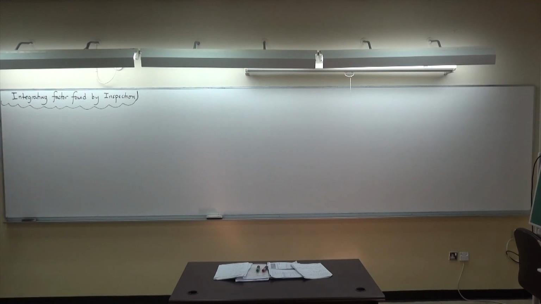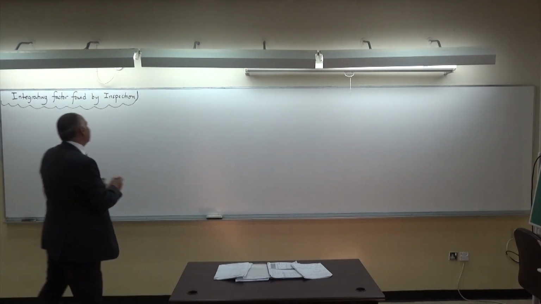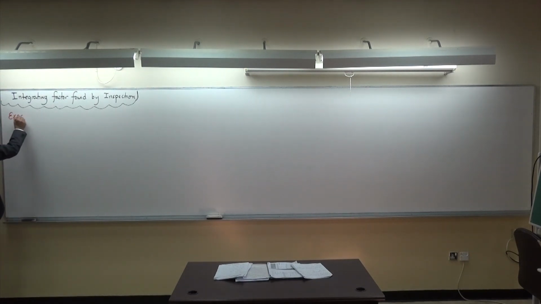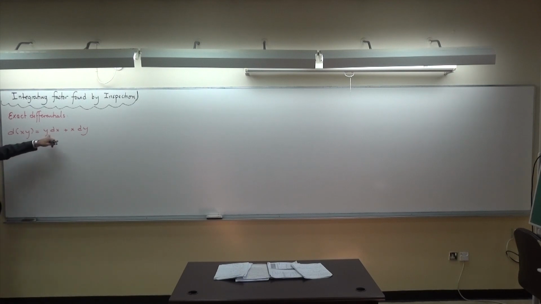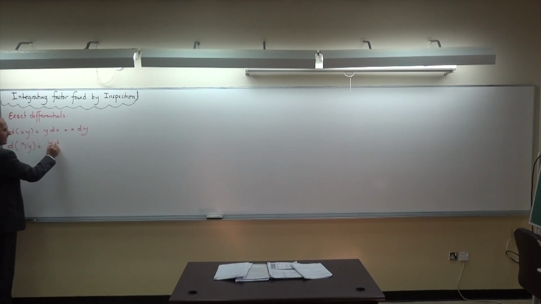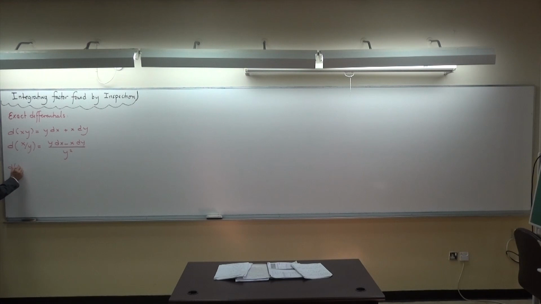So in this section, the whole thing depends on what are so-called exact differentials. As you've done in Calculus C, there are some formulas for some of them. For example, d(xy) equals y dx plus x dy. This is called an exact differential. So in your differential equation, if you have y dx plus x dy, you can easily replace it by d(xy). d(x/y) is (y dx minus x dy) over y squared. d(y/x) is (x dy minus y dx) over x squared. And one more.